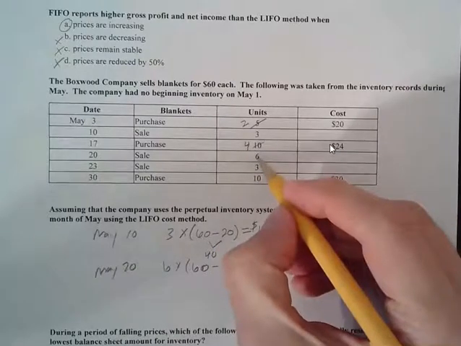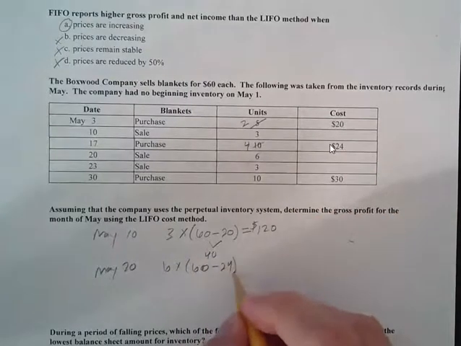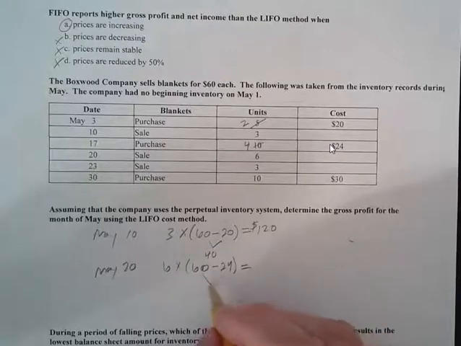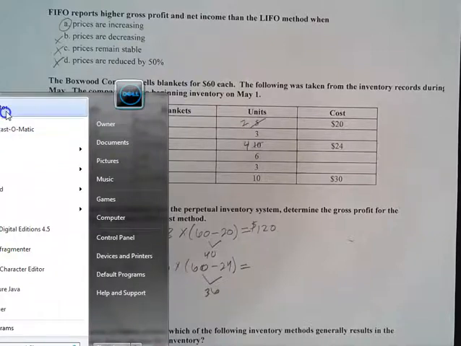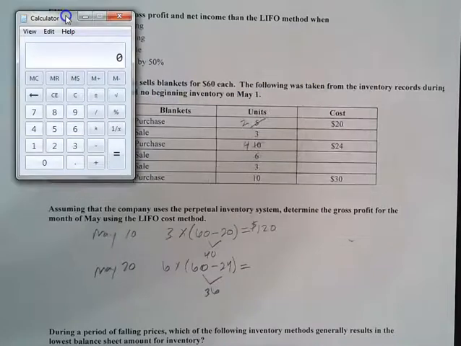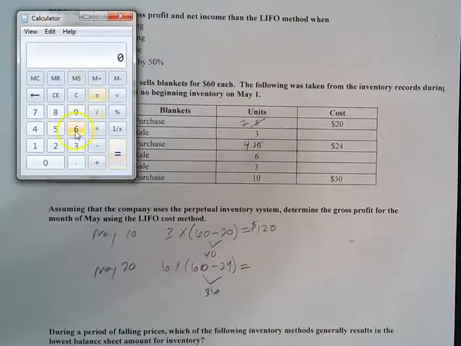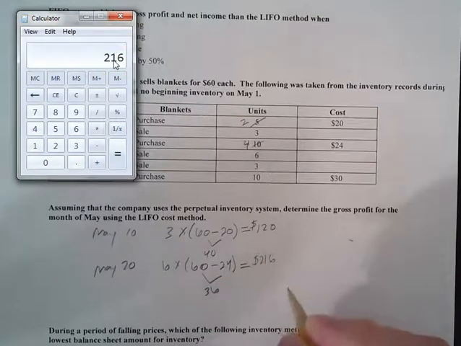So these 6 units have a cost under LIFO of $24. So let's go ahead and put that here. And if we subtract 24 from 60, we come up with $36. All right. Let's bring our calculator in so we don't have any unnecessary mistakes. And 6 times $36 is $216. And that's how much we made on that May 20th transaction.